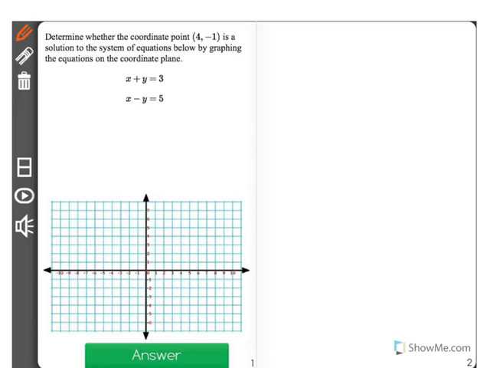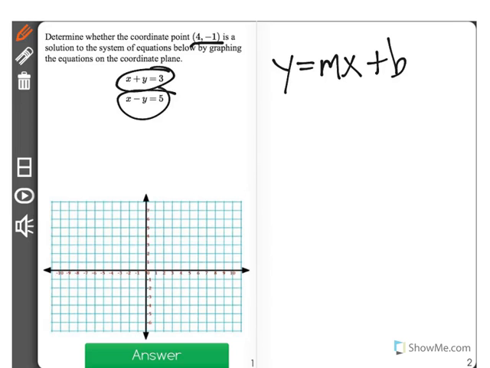Determine whether the coordinate point (4, -1) is a solution to the system of equations below by graphing the equations on the coordinate plane. Now here's something that's cool. When we take these two equations and we put them in their correct form, which is y = mx + b, and we graph them, the point where they intersect, whatever that point is, represents the solution to the equation.